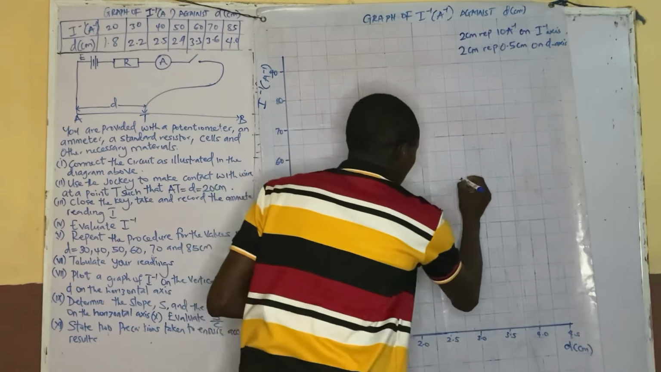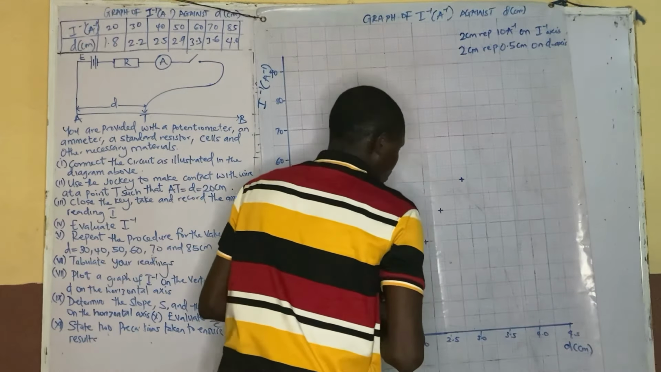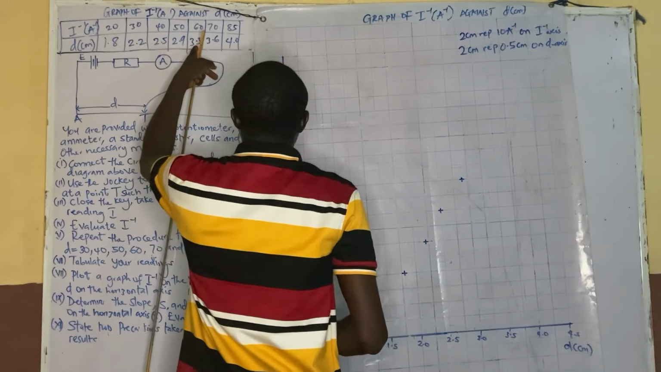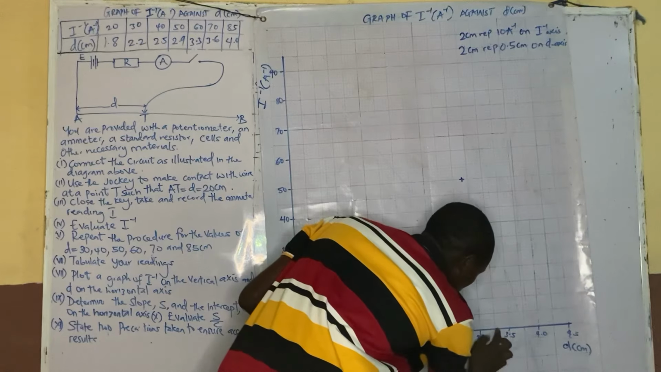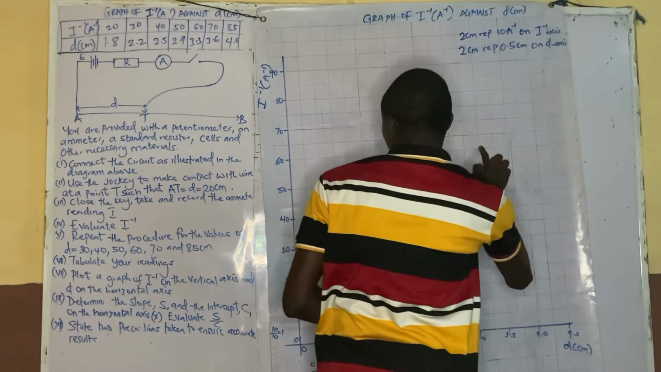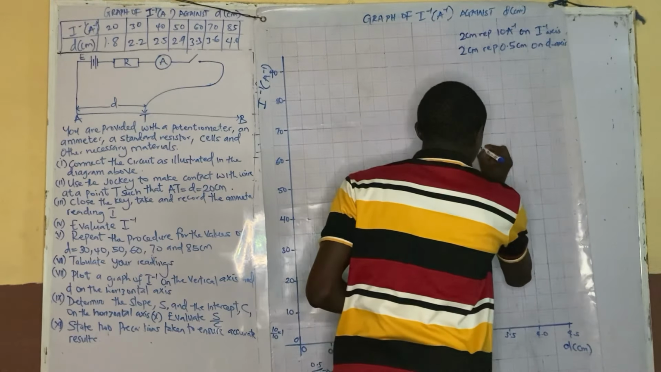50 against 50. So that's another point here. So 2.9 against 50. So now 60 against 3.3. So 3.3 is here against what? 60 against 60. We have one here as well.